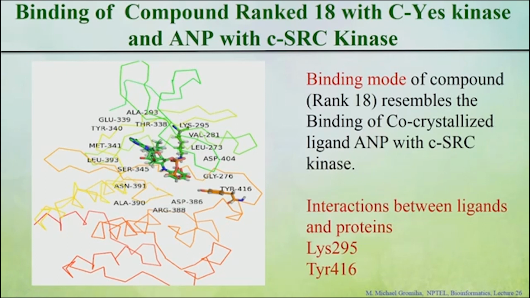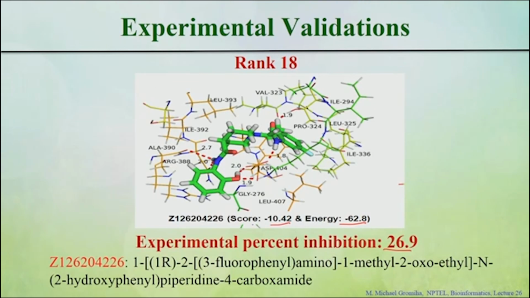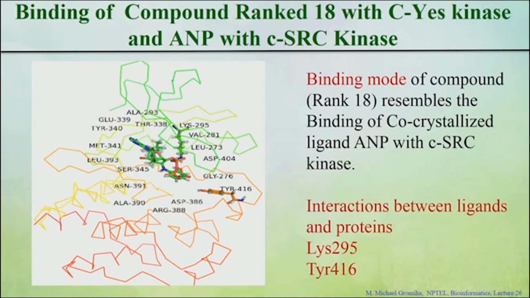Then we can compare the compound we obtained from CS kinase with our compound, this is the ZINC ID for the compound. If you see the crystal structure, a similar type of compound is available with the CS kinase and ANP. In this case you can see the interactions, mainly lysine 295 and tyrosine 416. Those are the main interactions when this is co-crystallized with the ligand ANP. So, you can see similar types of interactions with the co-crystallized structure as well as the one we identified using virtual screening.